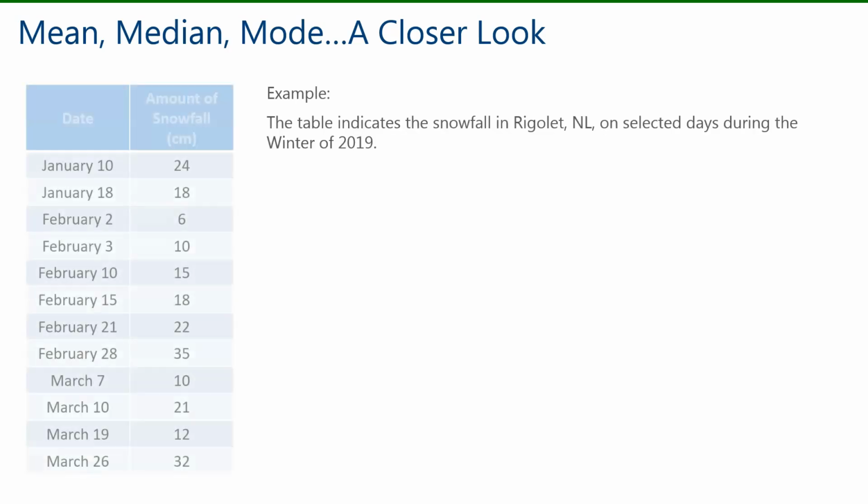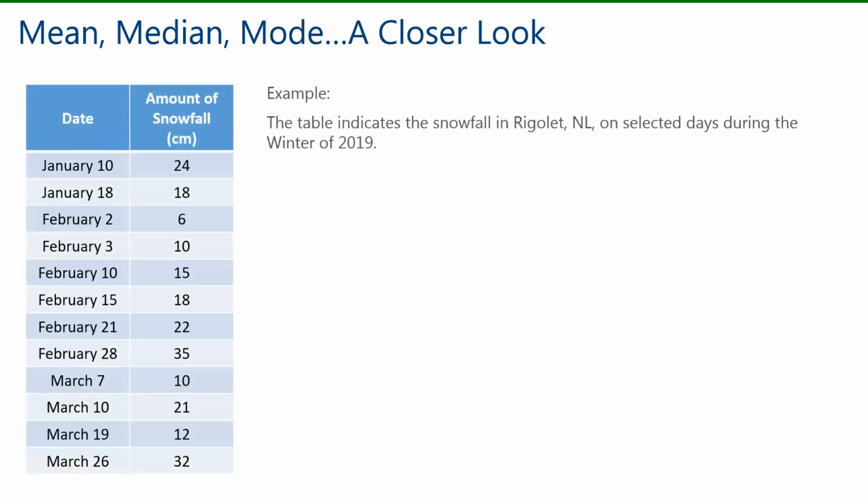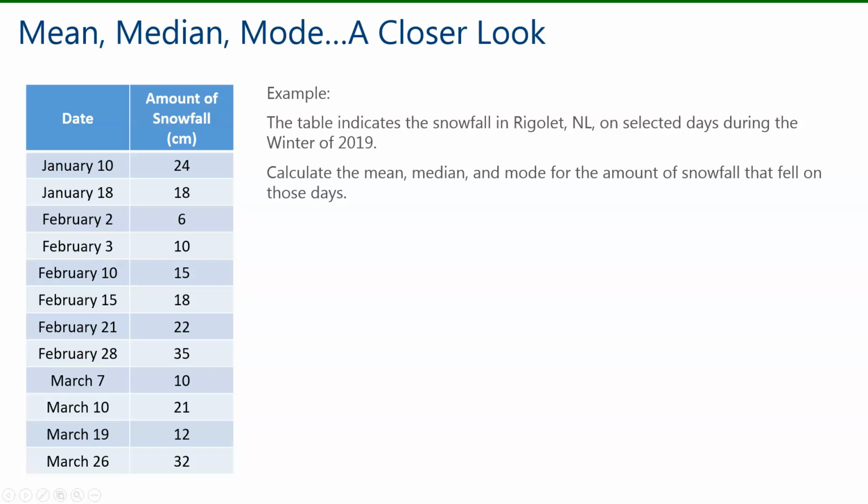Here's an example. The table indicates the snowfall in Rigolette, Newfoundland and Labrador on selected days during the winter of 2019. On January 10th, for instance, 24 centimeters of snowfall was recorded. Our task is to calculate the mean, median, and mode for the amount of snowfall that fell on those days. Let's first have a look at the mean.